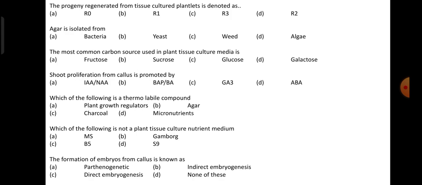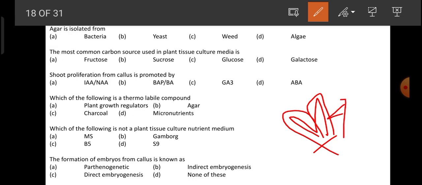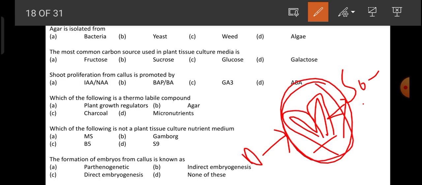The formation of embryo from callus is known as: options are parthenogenetic, indirect embryogenesis, direct embryogenesis, none of these. Here you should know what is direct embryogenesis and indirect embryogenesis. In case of direct embryogenesis, there won't be formation of callus. If callus is formed before embryo formation, that is indirect embryogenesis. Here they have asked formation of embryo from callus. One tissue is taken, then callus formation will happen, then somatic embryo is formed. That is indirect embryogenesis. Option B is the correct answer.